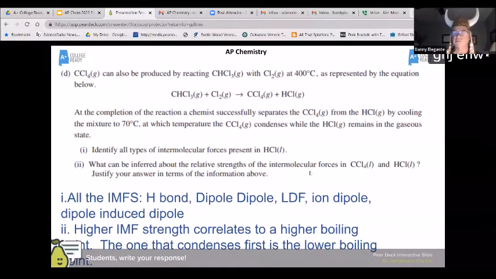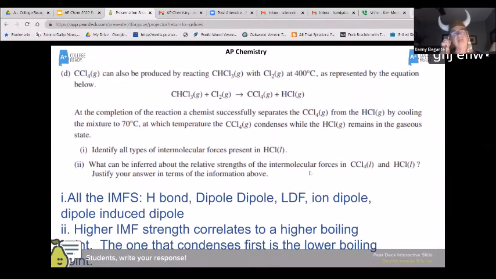Then for part two, I just know that a stronger intermolecular force means a higher boiling point. And the one that condenses first has the lowest boiling point, because it turns to a liquid first. The other one is still a gas, right? So condensing is kind of like undoing boiling. So it's got the lower boiling point.